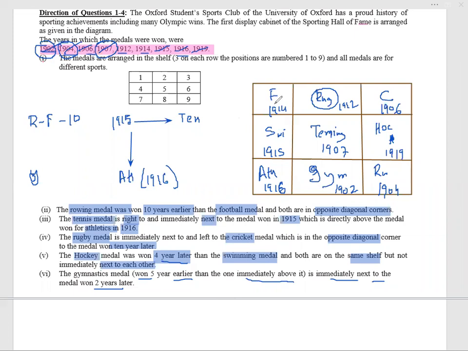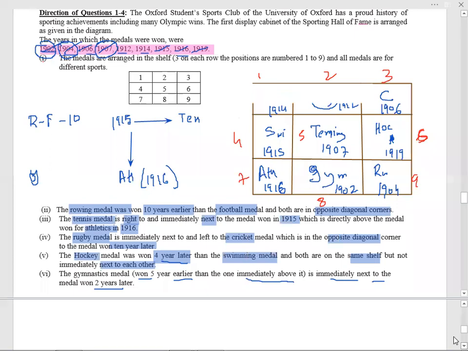All games, all years are given. Also give me the box names: 1, 2, 3, 4, 5. No, 5 is this one. 6, 7, 8, 9. And let me move to the problems now.